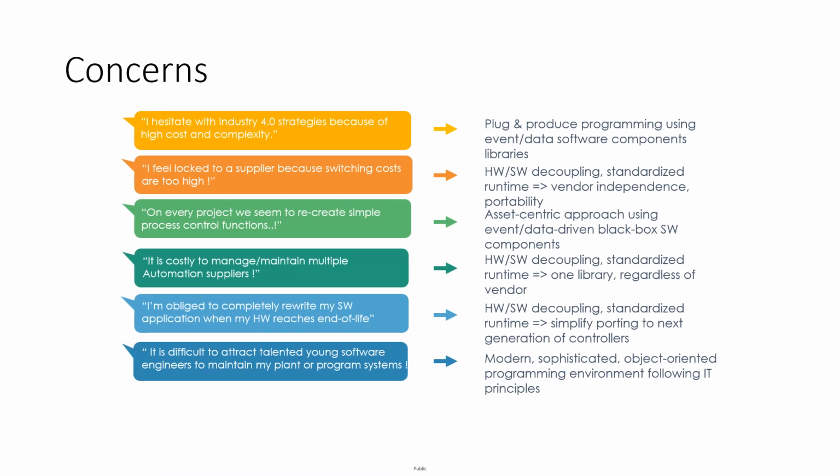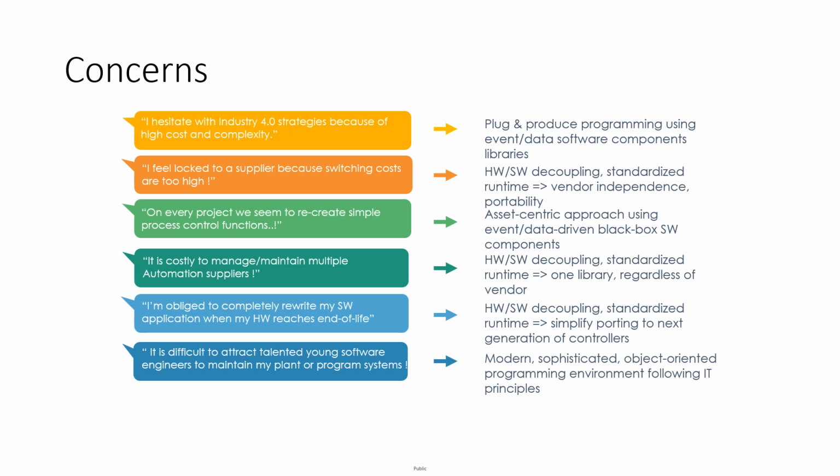Let's address some of the common concerns regarding IEC 61499 and how these are being tackled. High cost and complexity of Industry 4.0: IEC 61499 simplifies complex integration through plug and produce capabilities, making it easier to adopt Industry 4.0 strategies. Hardware reaches end of life: the hardware-software decoupling makes it easy to migrate applications to new hardware, ensuring longevity.